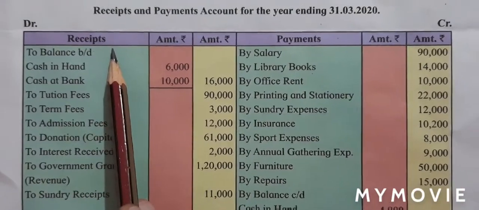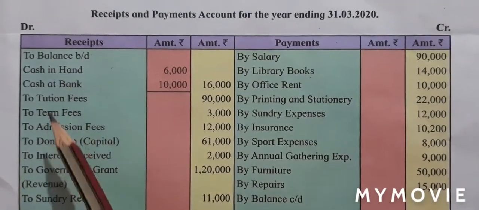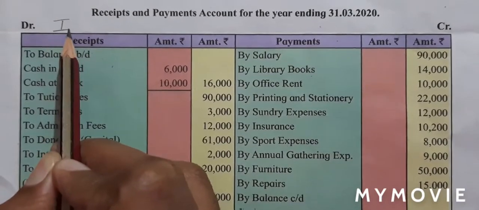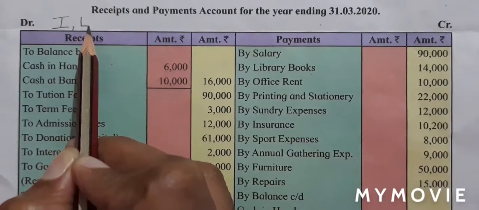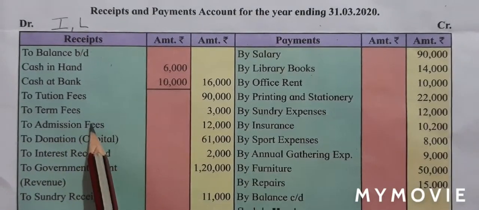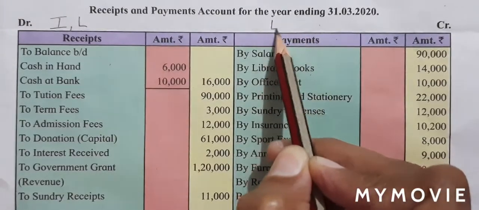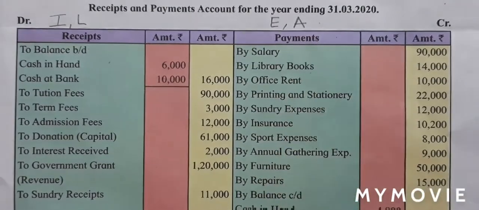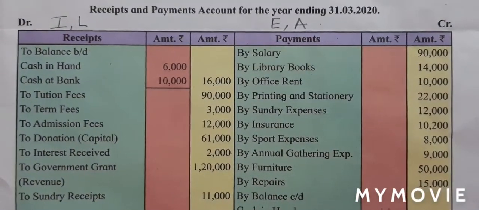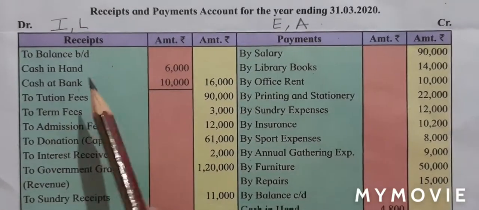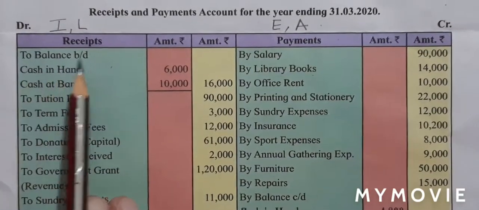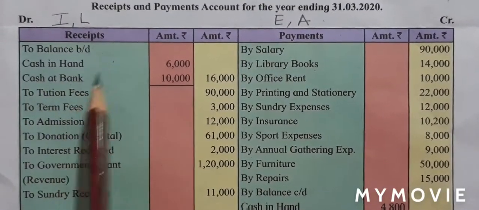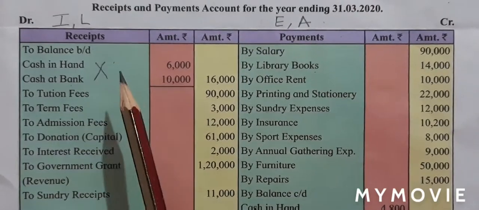On the receipt side, we will first do our identification. You know the symbols for identification. On the receipt side, we have I for income, L for liability, and there could be sale of assets. On the payment side, we have E for expense and A for assets. Let's begin step number 1, identification. On the receipt side, we have two balances brought down, that is cash in hand and cash at bank. This is my opening balances. Opening balances we do not consider.